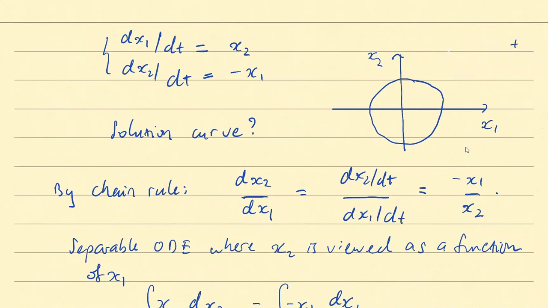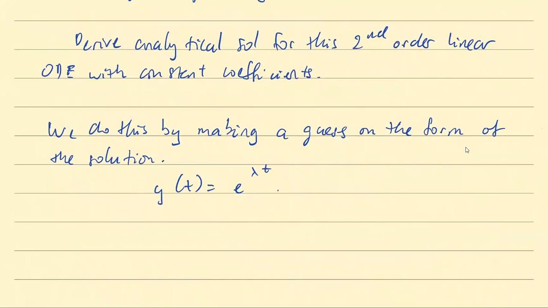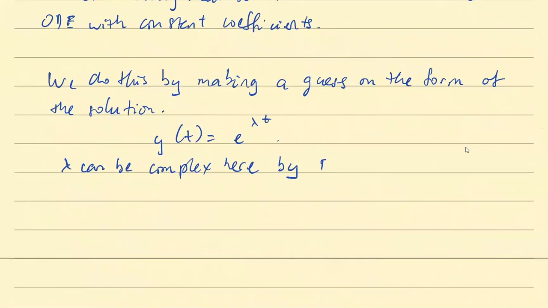For that reason, why do we only consider solutions of the form e to lambda t? The reason is that we do allow lambda to be complex here, with the understanding of Euler's formula. It is the same Euler, but not the Euler of your Euler method, but the Euler formula: e to the a plus ib is e to the a times cosine b plus i sine b.